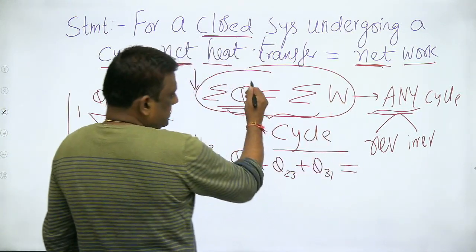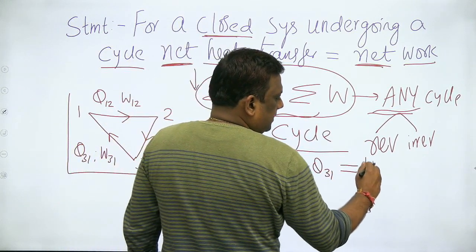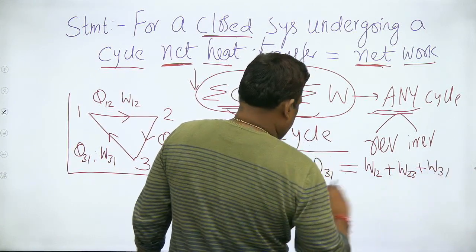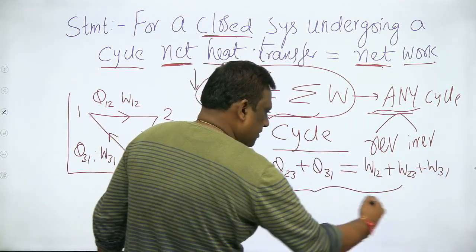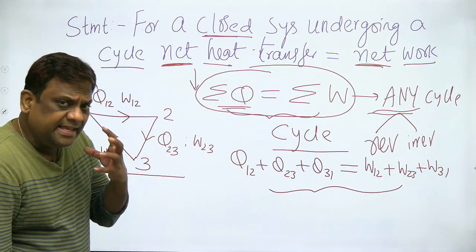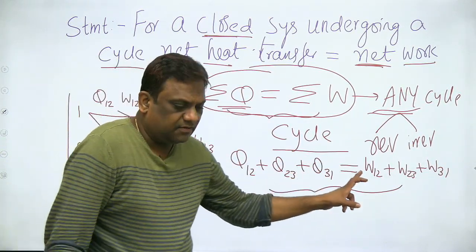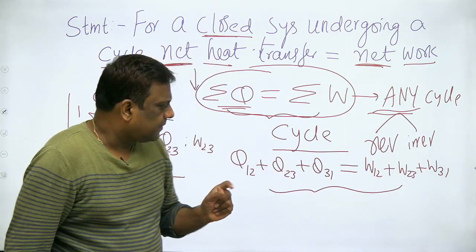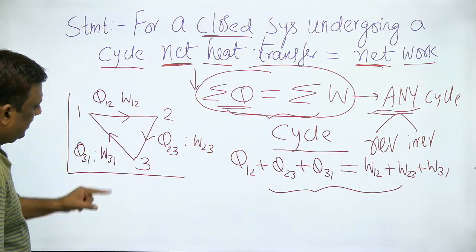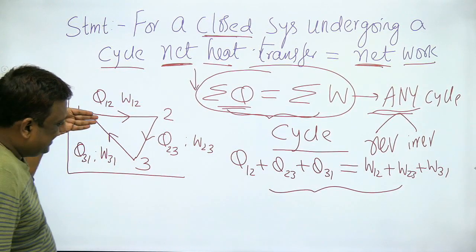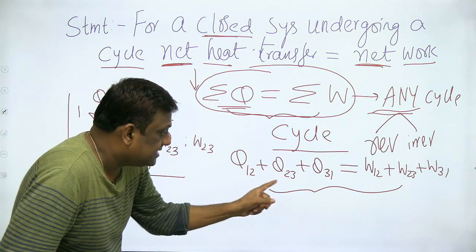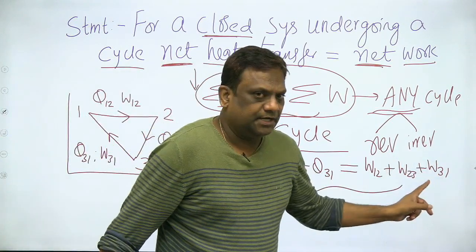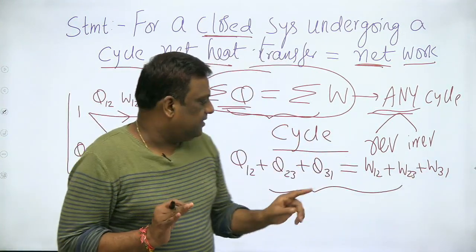Sigma Q is equal to sigma W. What is sigma W? W12 plus W23 plus W31. And that is my first law. This is actually obtained from experiments. In a cycle, summation of heat transfer is equal to summation of work transfer. But one must take care of the sign. For example, in 2 to 3, let us say heat is rejected. Suppose, then I should take this as negative. Similarly, if in 3 to 1 work is done on the system, then you should take it as negative. So keep that sign intact, then we get this equation.